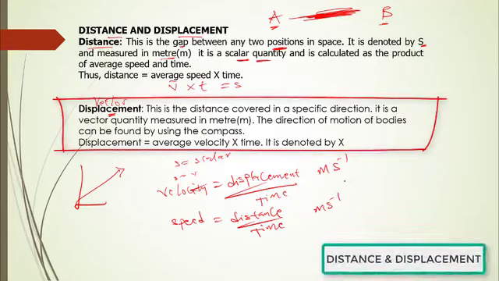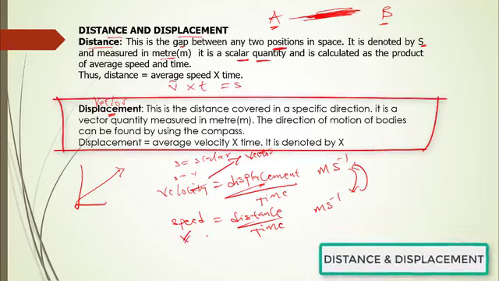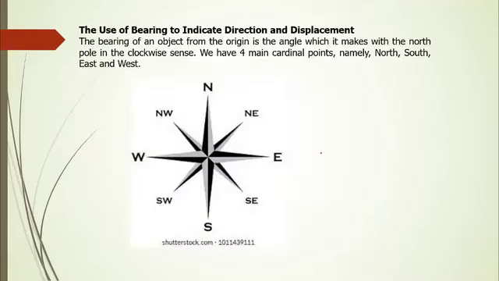So if someone asks you, what is the basic difference between velocity and speed? The basic difference between velocity and speed is that velocity is the ratio of displacement to time. Therefore, that makes velocity a vector. On the other hand, speed is a ratio of distance to time. Because of this distance, it makes speed a scalar quantity. So displacement, like we said, is average velocity by time.